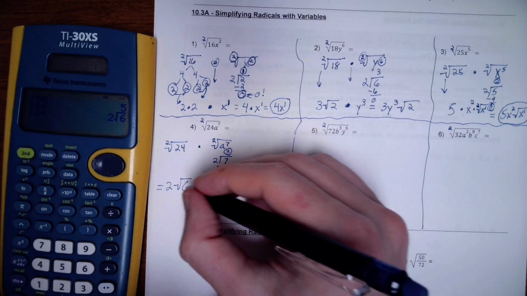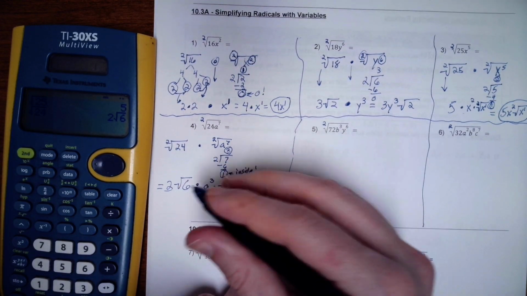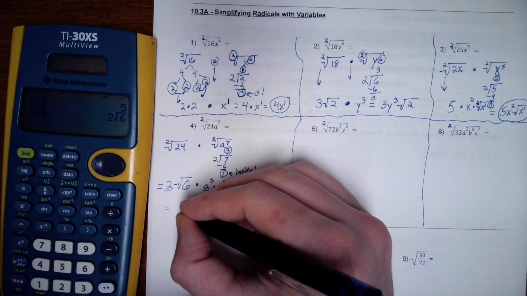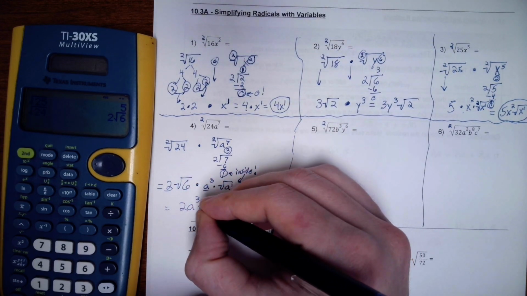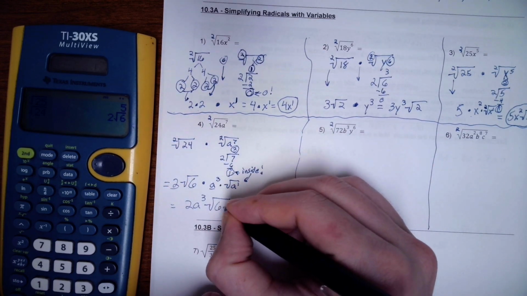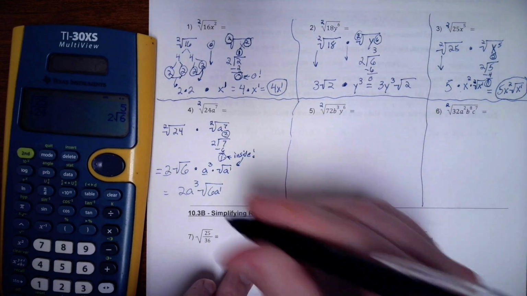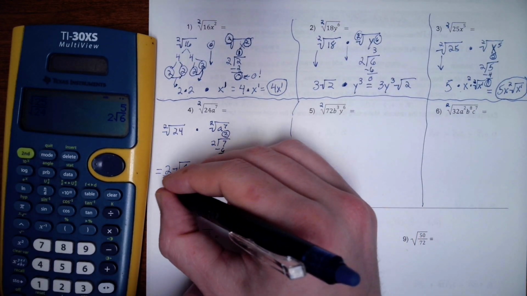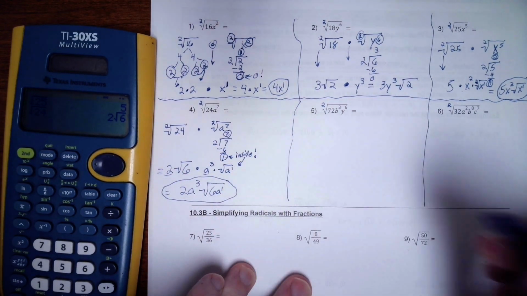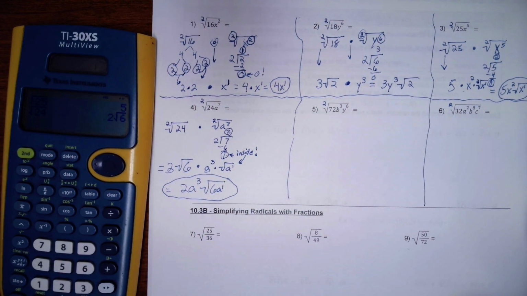Now everything that's on the outside of the radical, so the 2 and the a to the third, multiplies together to give me 2a to the third. And then everything on the inside of the radical multiplies together. So it's 6a to the first there. So my answer, 2a to the third times square root of 6a to the first. There's my answer for number 4.